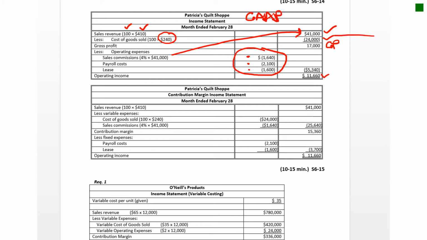So just to segment these again, the 24,000 cost of goods sold under the traditional view, we would call that product because that's inventory, and then everything else we would say is a period cost.